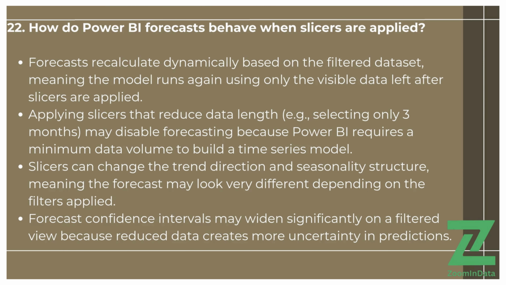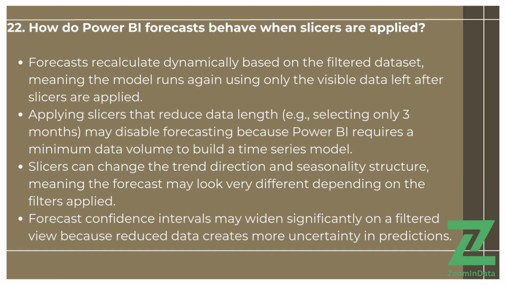22nd question. How do Power BI forecasts behave when slices are applied? Forecasts recalculate dynamically based on the filtered dataset, meaning the model runs again using only the visible data left after slices are applied. Applying slices that reduce data length, for example selecting only 3 months, may disable forecasting because Power BI requires a minimum data volume to build a time series model.